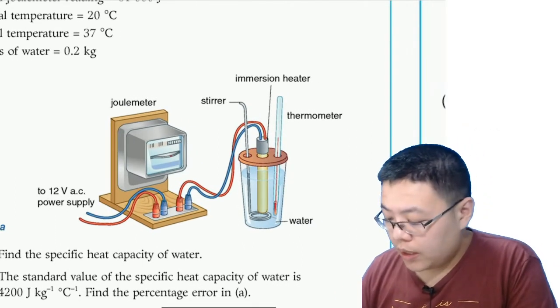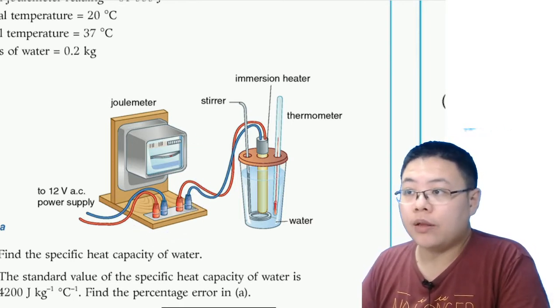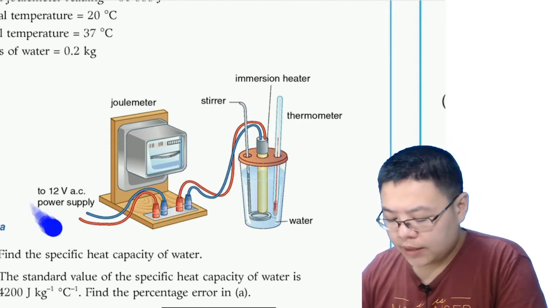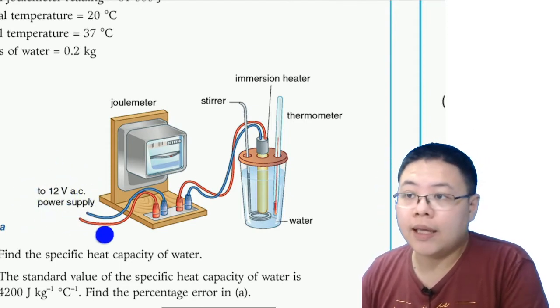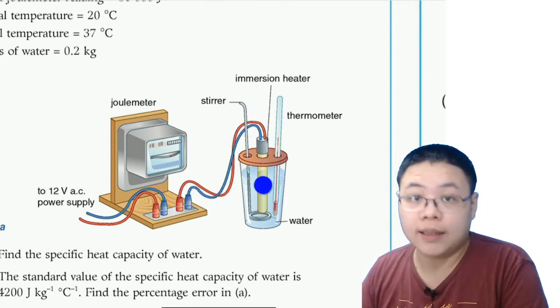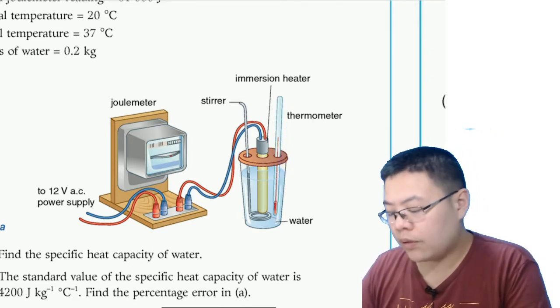Okay, so here, this is the joule meter, which measures how much energy is used by this heater. You can see there is an energy supply, and then we go through the joule meter, and then the energy is supplied to the heater. And the thermometer is measuring the temperature of the water, of course.